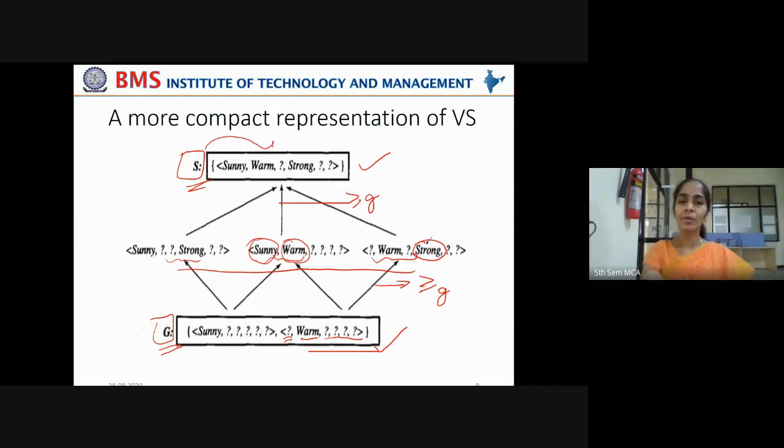This is the boundary for the most specific hypothesis, and this is the boundary set for the most general hypothesis. So this most general boundary set contains all the generalized hypotheses, and the most specific boundary set contains all the specific hypotheses, one or it can be many also.